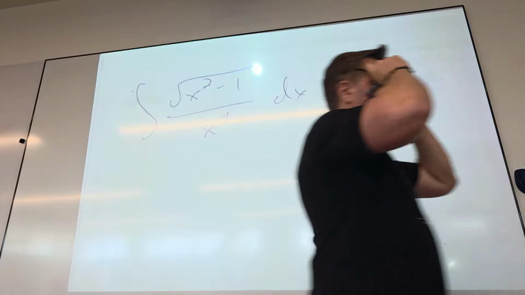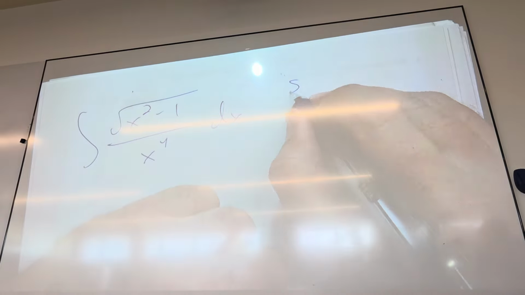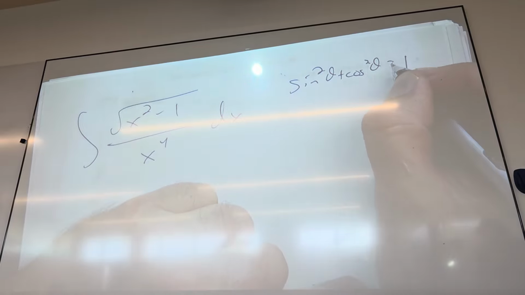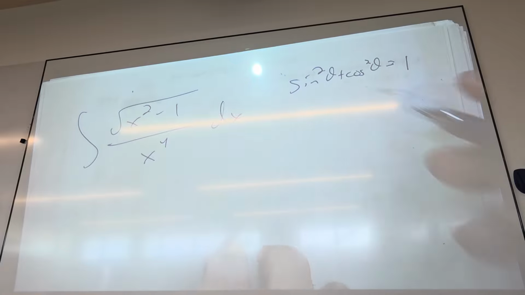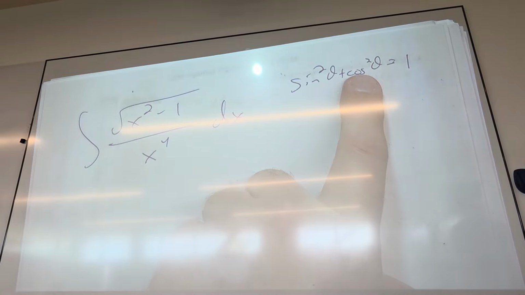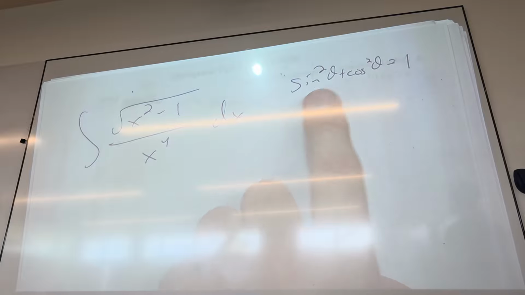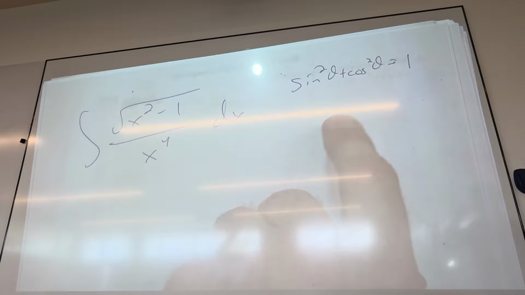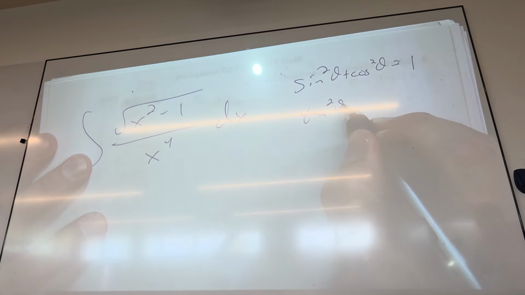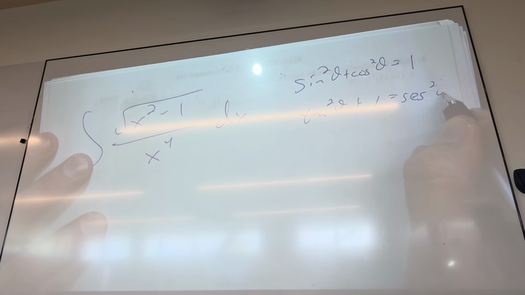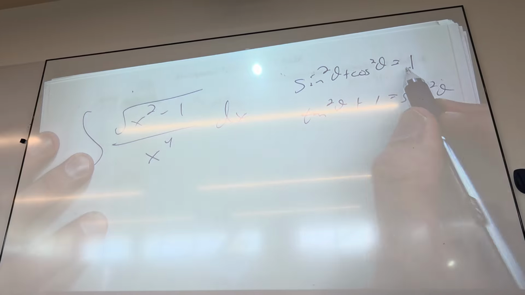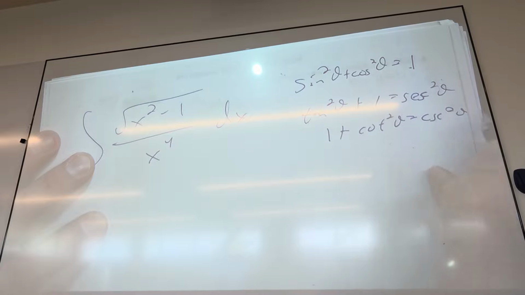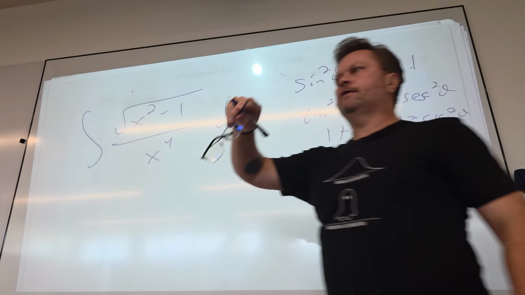So let me do this. I haven't done this, I sort of talked about it. What's sine squared plus cosine squared? 1. Because sine is the y side, cosine is the x side in a unit triangle. So of course the Pythagorean theorem would just say this. If I divide everybody by cosine squared, I get tangent squared plus 1 is secant squared. If I divide everybody instead by sine squared, I get 1 plus cotangent squared equals cosecant squared. And you can see the symmetries there.